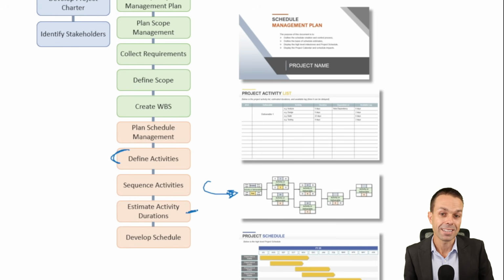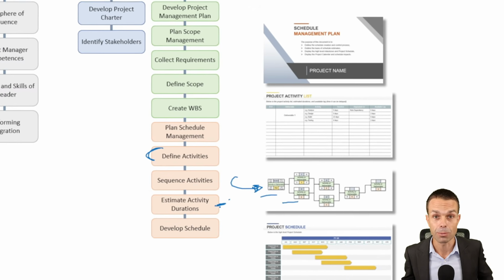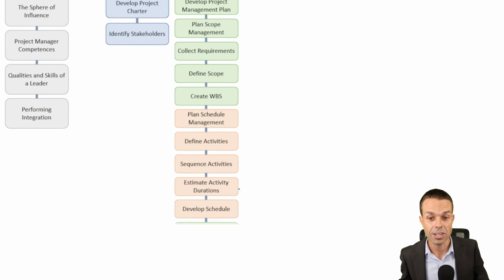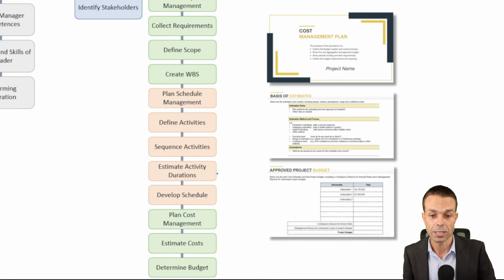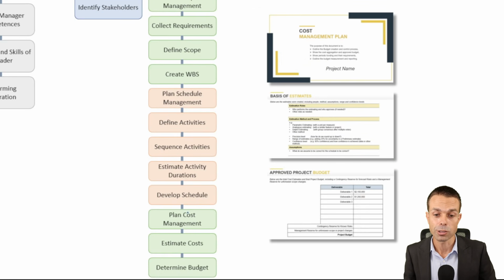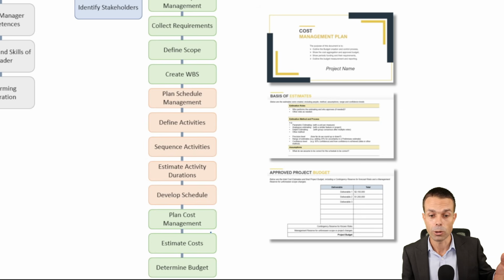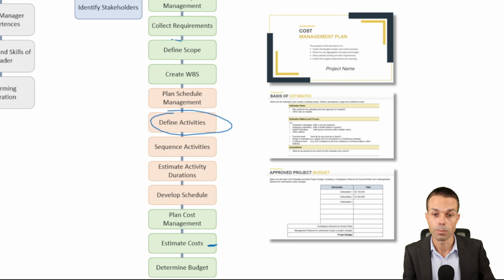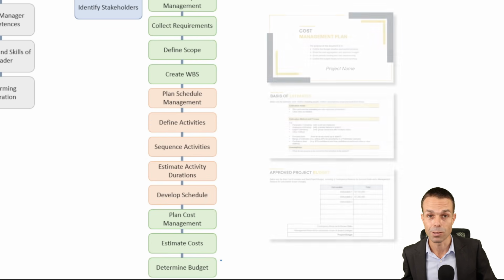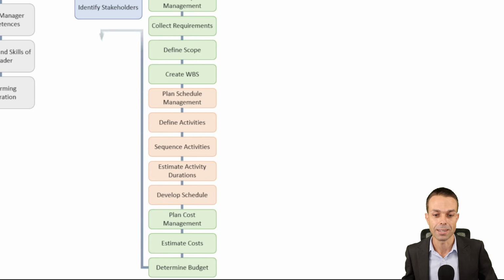Then we estimate the activity durations, so how long will each one take? And once we have all of those bits of information, we can develop the schedule and put those on a nice Gantt chart. Once we have our scope and our schedule, then we can look at the cost. So planning cost management, how are we going to work with cost on our project? Then we estimate the costs for all of those different activities and different parts of scope. And then we use that to determine the budget. Now there's a bit more to it than that, but we'll go into that a little bit later.